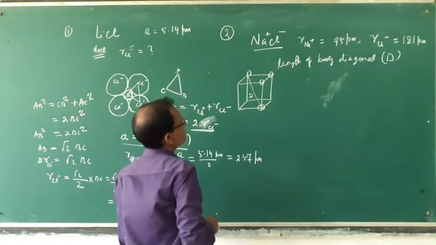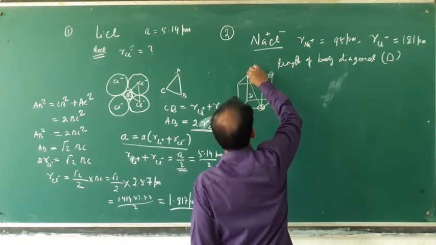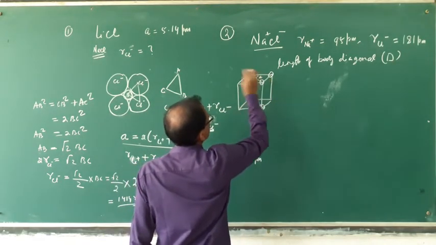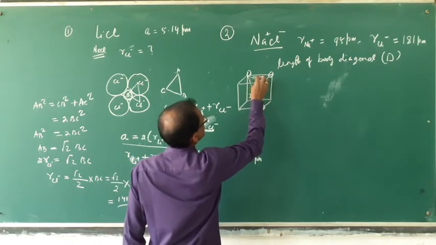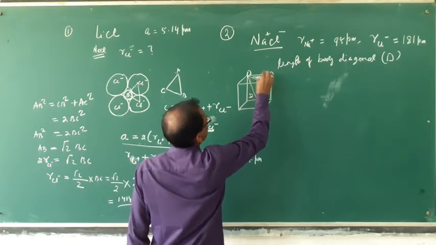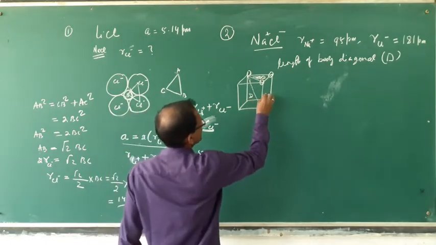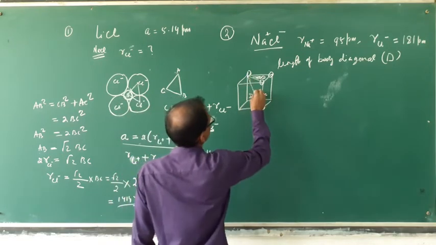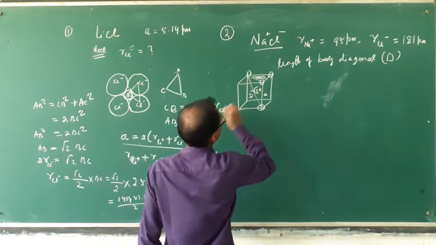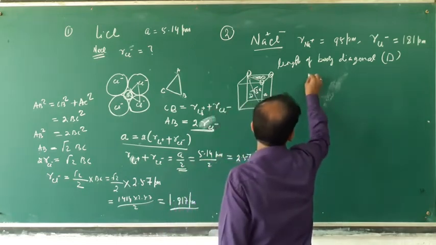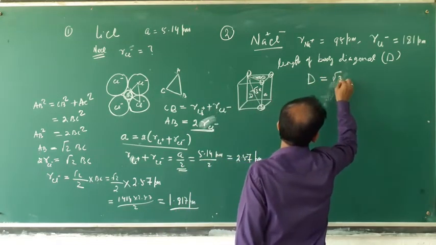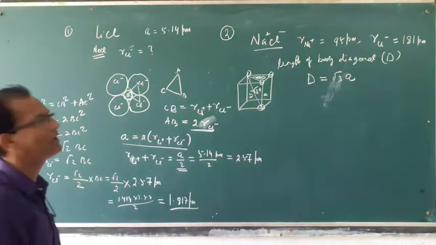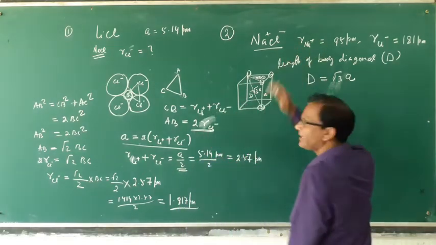If you see, then if you join this one, this value is root 2a. Already known. This value is root 2a, and automatically this is a. Then what is the value of D? This will be root of 2a squared plus a squared, so body diagonal as per the calculation is root 3a. We have to calculate root 3a. But a is not given.